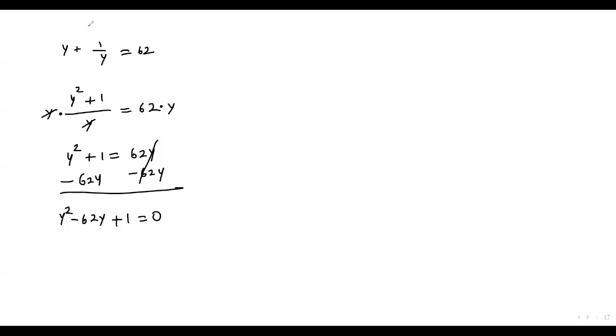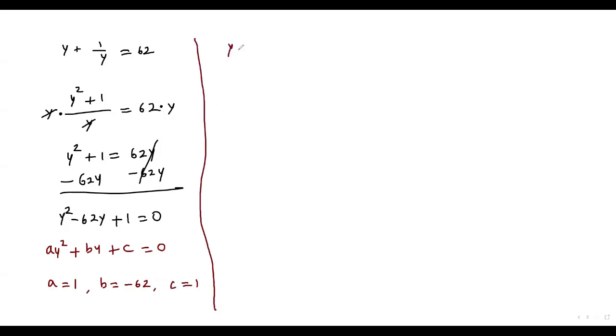For that, this quadratic equation has to be compared with a y square positive b y positive c equals 0. When I do such a comparison, I'm getting a equals 1. So a is the coefficient of y square. Here the coefficient of y square is 1, b is equal to negative 62, and c is equal to 1. Now let me write the quadratic formula: y equals negative b, positive or negative, square root of b square negative 4ac, over 2a.